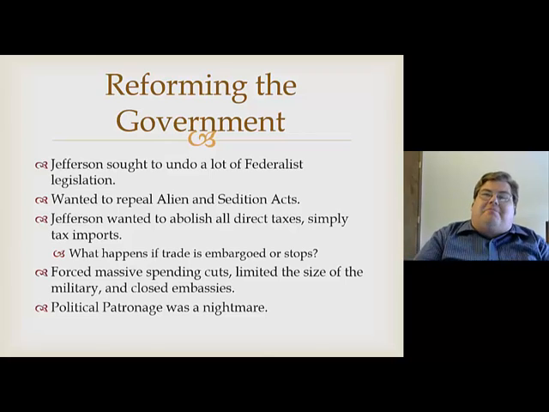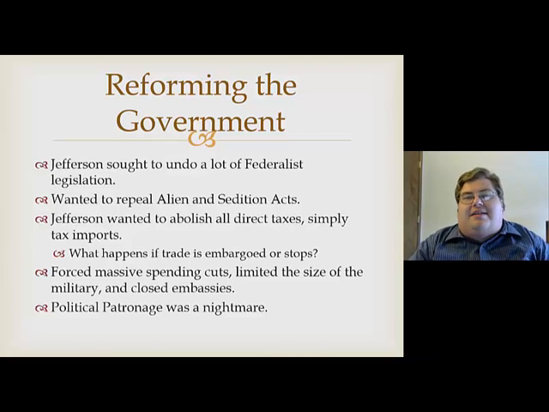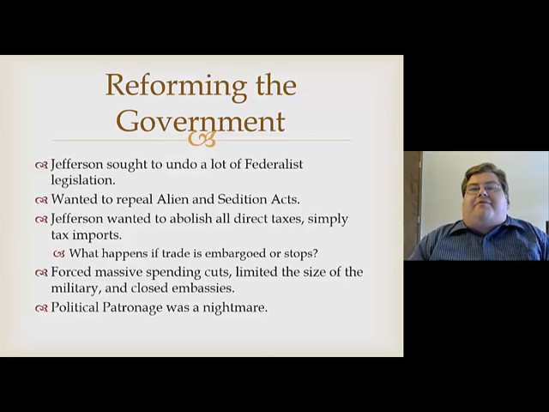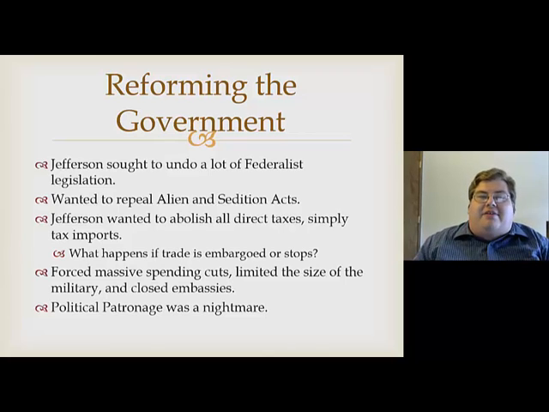Now, that just kind of sets up Jeffersonian society just a little bit. But some of the other things we're going to see is part of what defines Jefferson as a president and the society is he's going to want to try to reform the government. And for him, reform meant undoing Federalist legislation, repeal the Alien and Sedition Acts, and also the bright idea of abolishing all direct taxes, simply tax imports. Now, I say bright idea because I'd love that. I mean, my paycheck would go further.